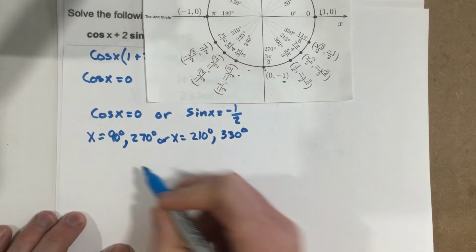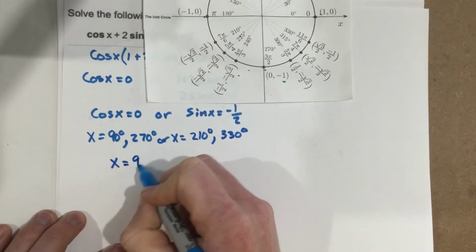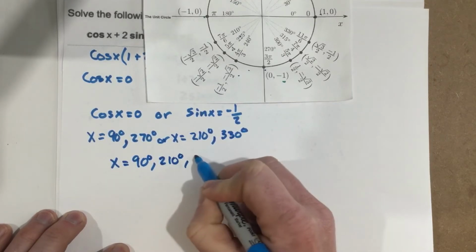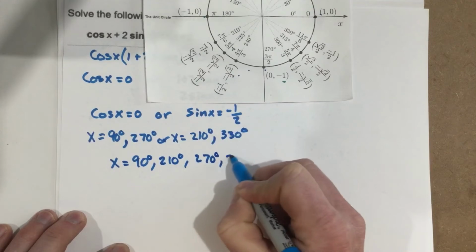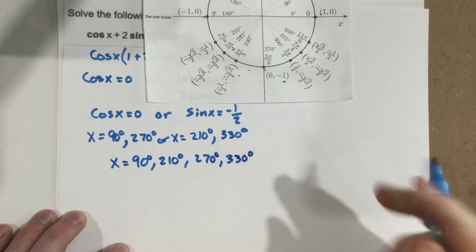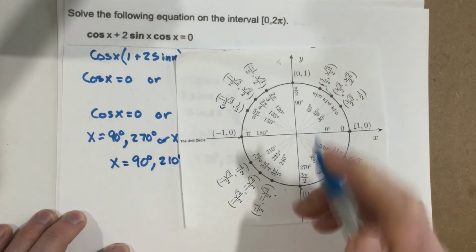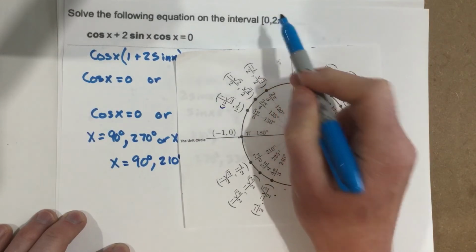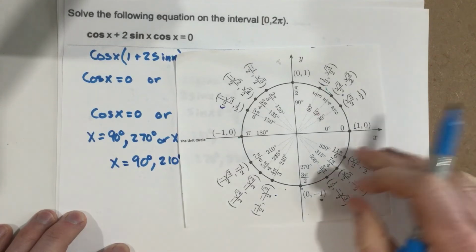So my solutions to this problem are x equals 90 degrees, 210 degrees, 270 degrees, and 330 degrees. But they ask me for the interval 0 to 2 pi. So because they said 0 to 2 pi, what they're expecting is radians.